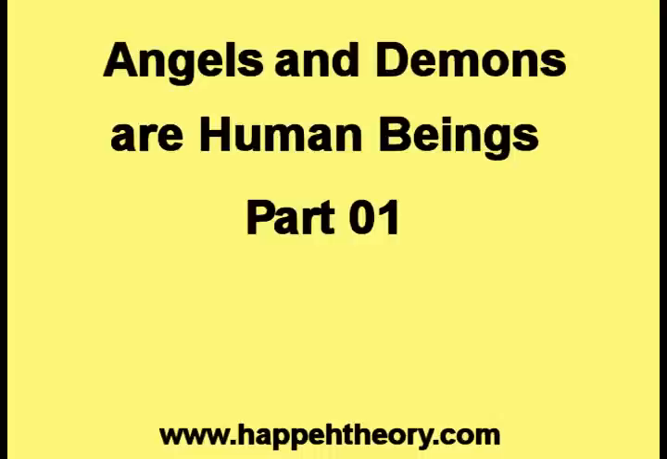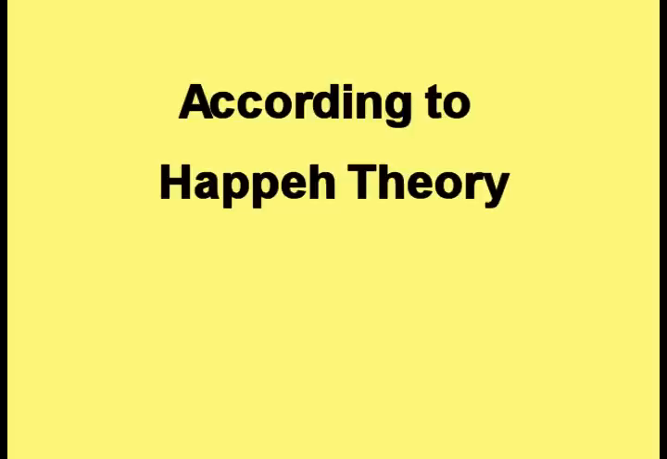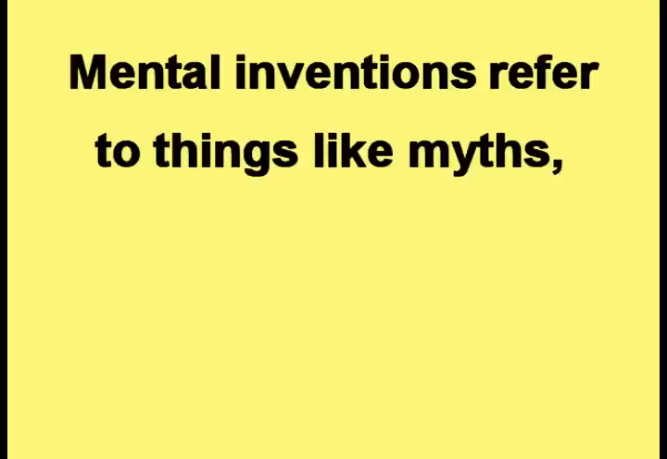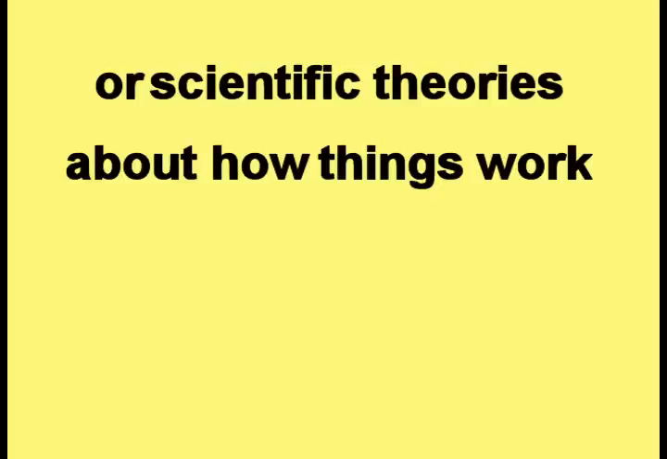This video is about the statement, angels and demons are human beings. According to Happeh Theory, all human inventions, both physical and mental, are based on the human body. Mental inventions refer to things like myths, religions, or scientific theories about how things work.